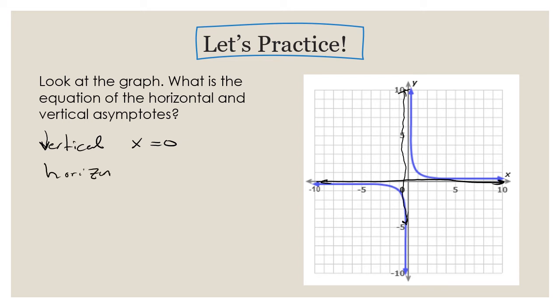Is it always going to be 0? No, you may have different numbers. This whole graph could be shifted over, in which case you're just looking for where does it approach? What line does it approach?